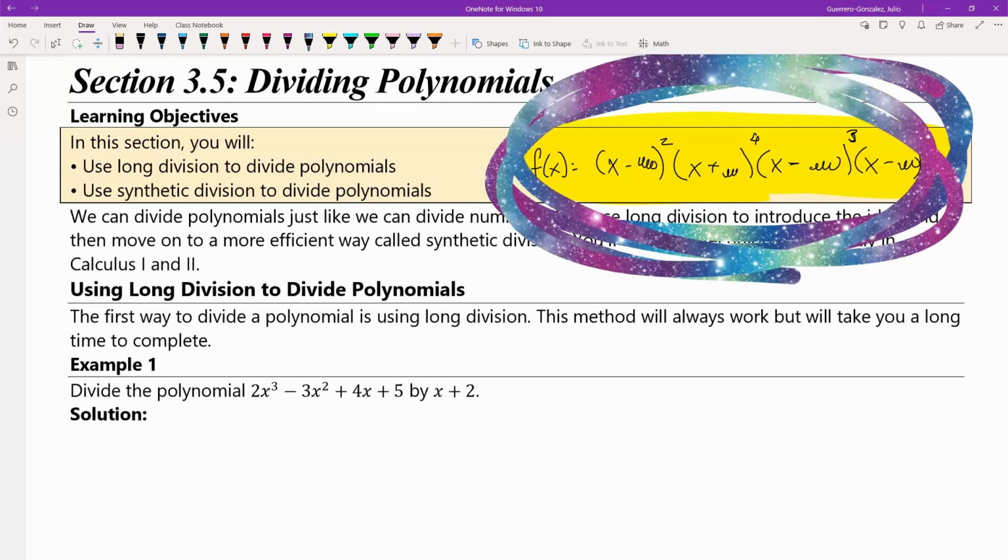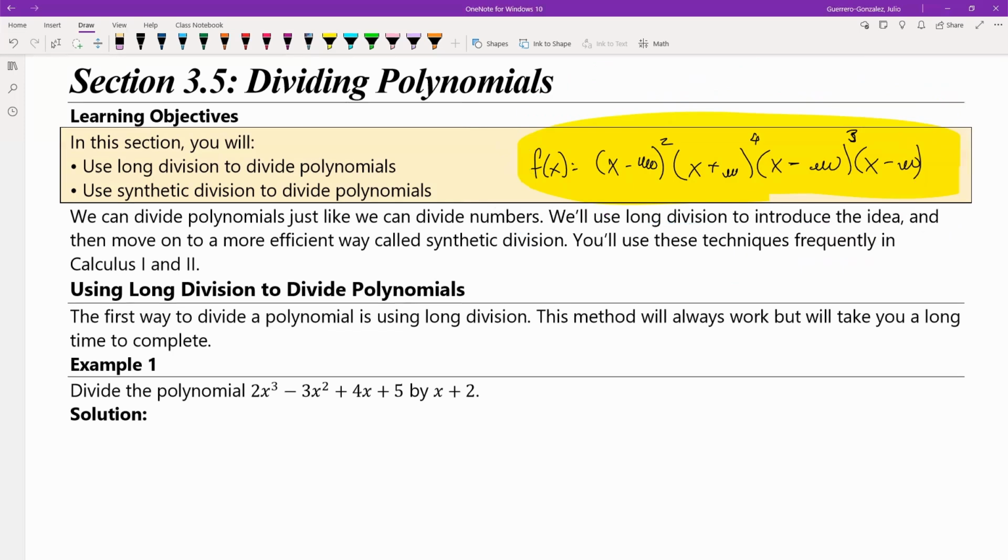In order for us to do that, though, we need to learn how to divide polynomials. So that's what this section is going to deal with. This is probably something that people remember from high school: long division and synthetic division. Those are the two methods that we're going to cover. I'm not going to give you something overly massive to divide here, just to get you used to it, just to know what the motions are.